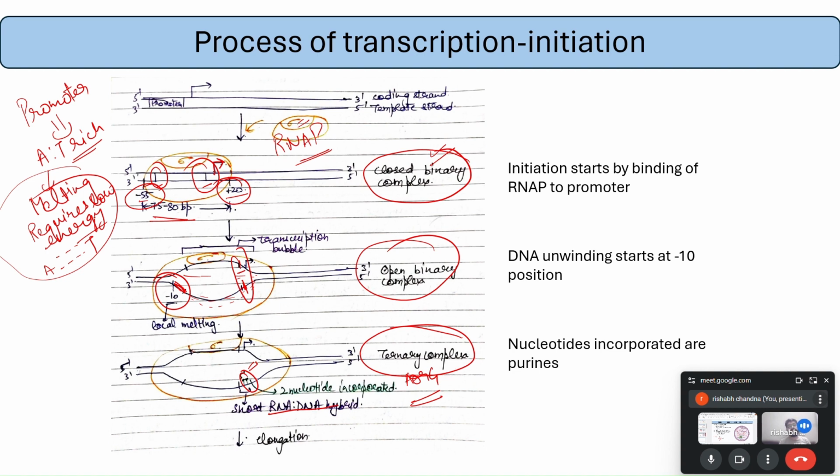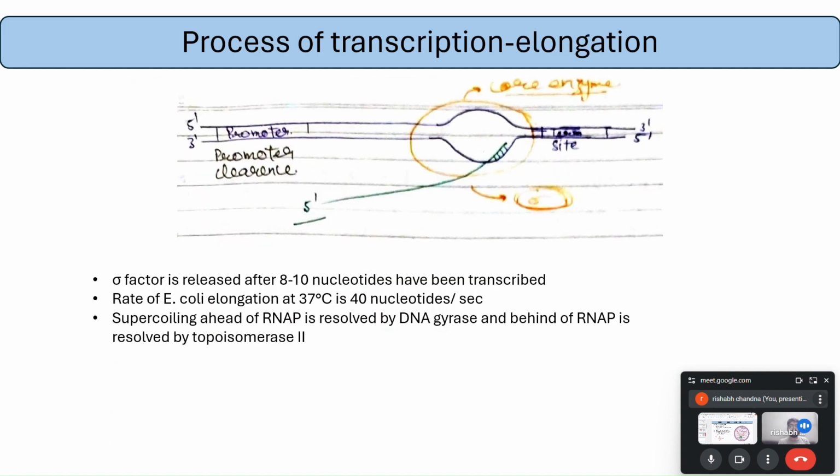The first, in brief, that we discussed: the sigma subunit recognizes the -35 and -10 box. It binds to the promoter, that is the closed complex. Then it creates a tension on the -10 position that leads to the formation of the open complex and the transcription bubble. Then the first and the second bases of the RNA are formed, that is the ternary complex, and these two bases are purines.